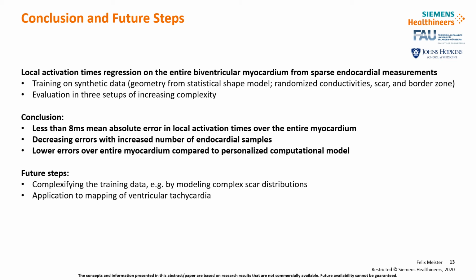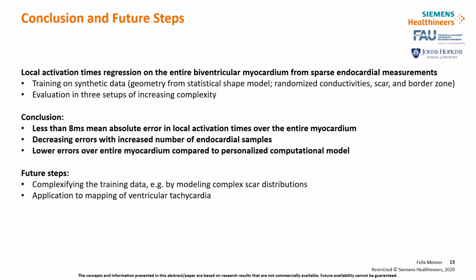With this, I would like to conclude my talk. A graph convolutional approach to obtain local activation times from geometry and sparse endocardial measurements was presented. The approach was trained on synthetic data and achieved a mean absolute error of less than 8 milliseconds over the entire myocardium in all 3 experiments. Compared to the personalized computation model used as reference, the errors are lower over the entire myocardium.